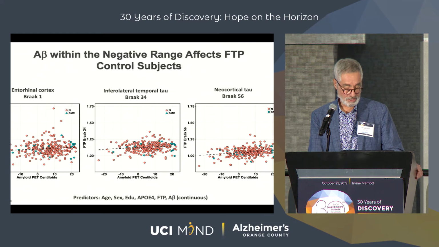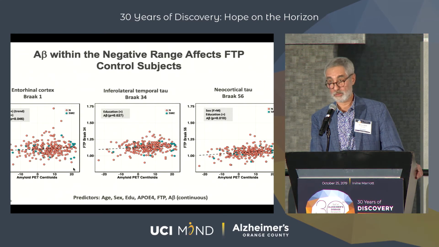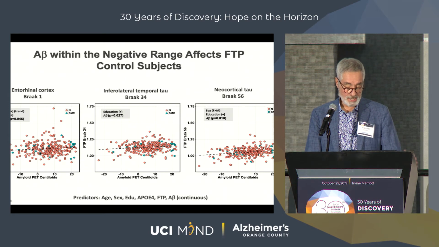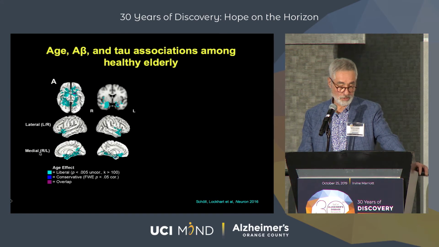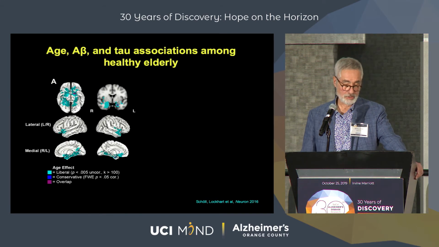So in all of these brain regions, in individuals who have very low levels of brain amyloid, the higher the amyloid, the more tau there is. So tau and amyloid are related. So what's happening with tau? Where is it depositing and where is it going?